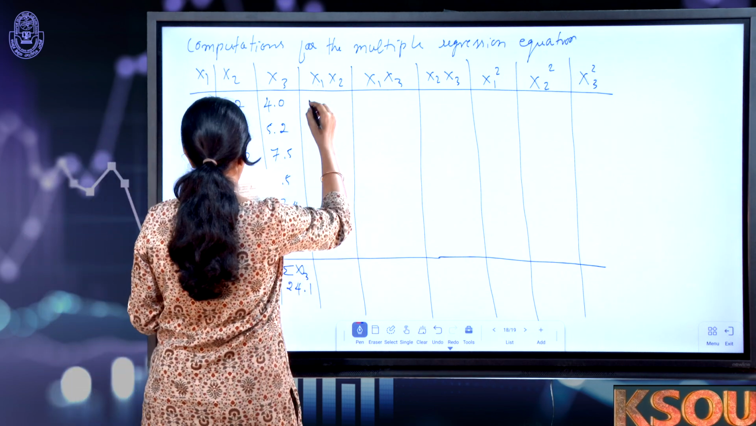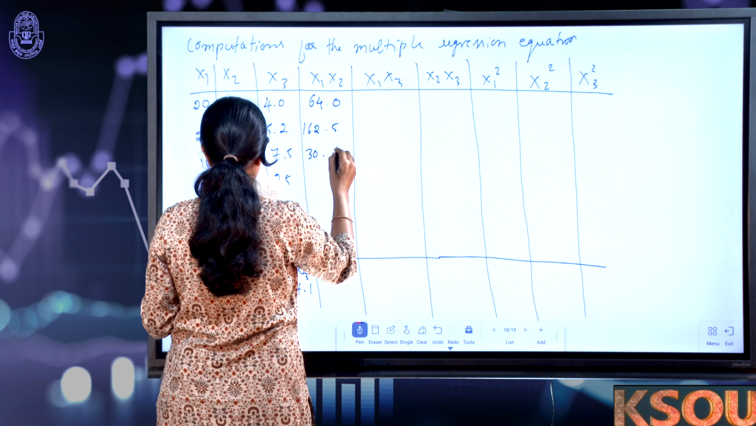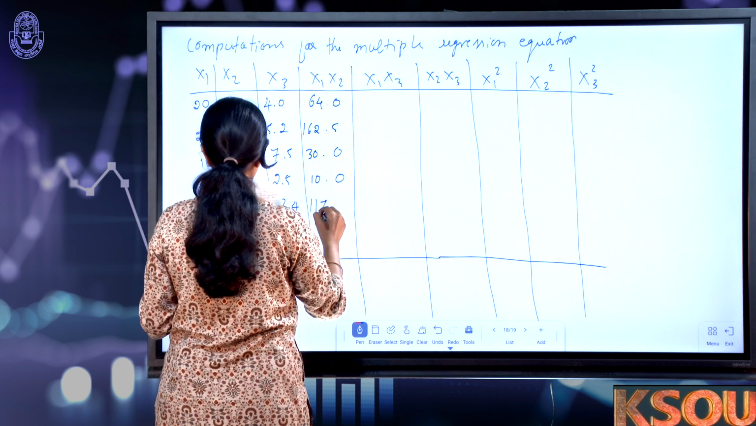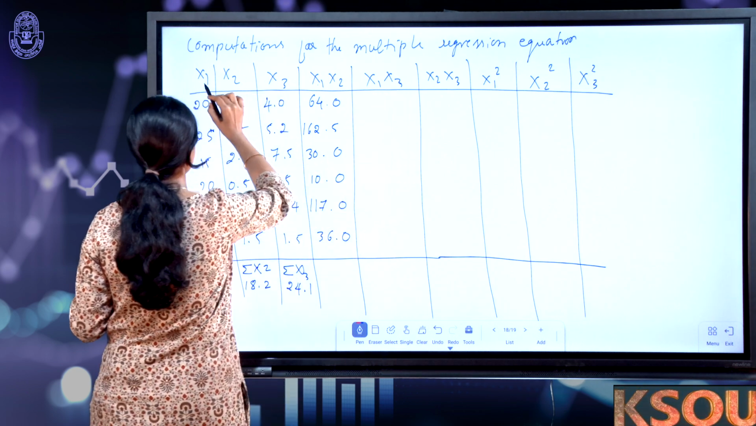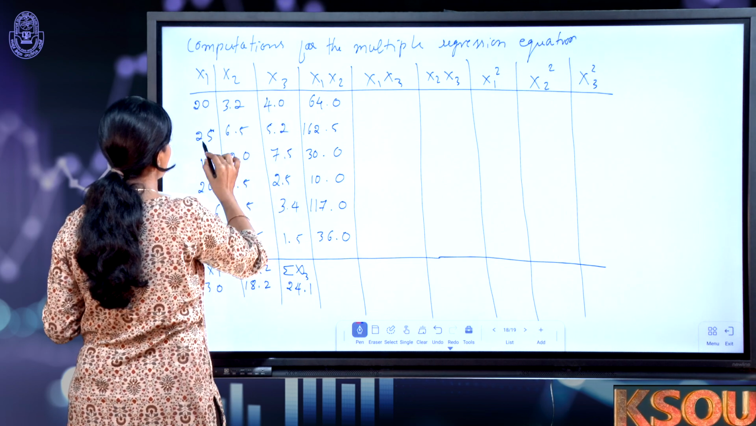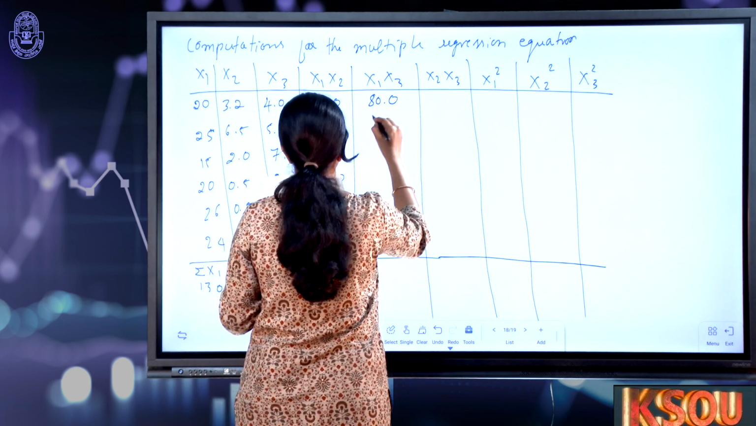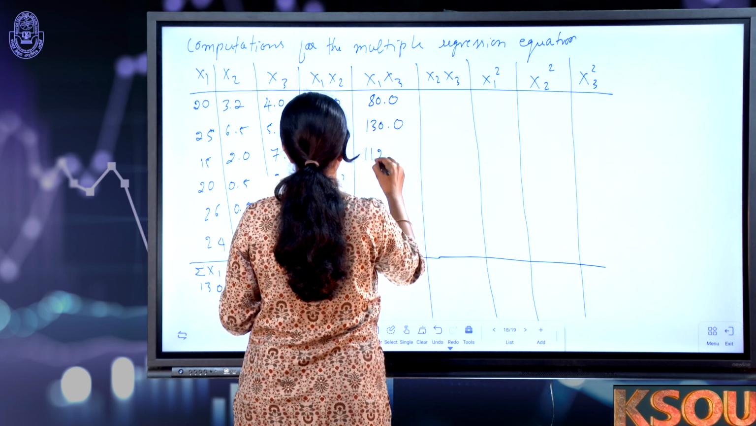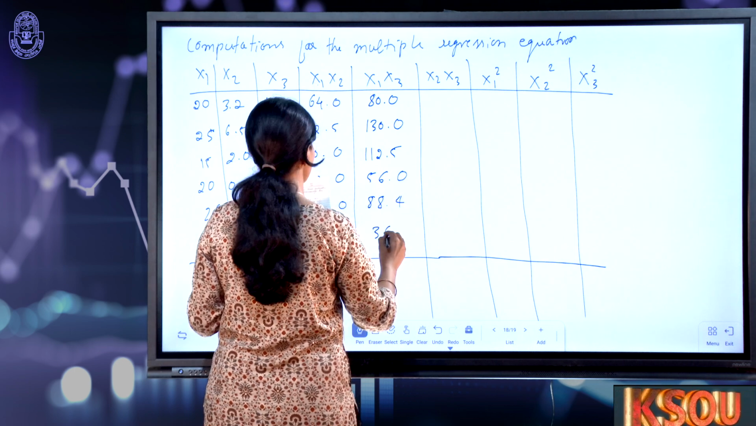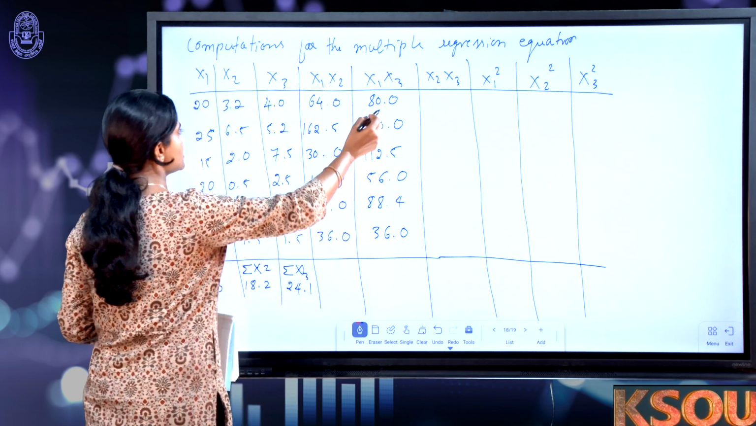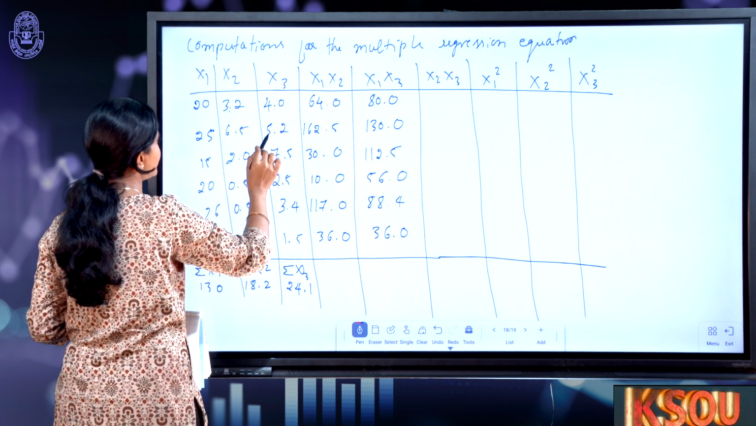Okay, now you can take x1 into x2, that is 20 into 3.2, 25 into 6.5, like that. You will get values like 64.0, 162.5, 30.0, 10.0, 117.0, 36.0. Now you can calculate x1 into x3, that is 20 and 4.0, 25 and 5.2, like that. You should get values like 80, 130.0, 112.5, 56.0, 88.4, 36.0.